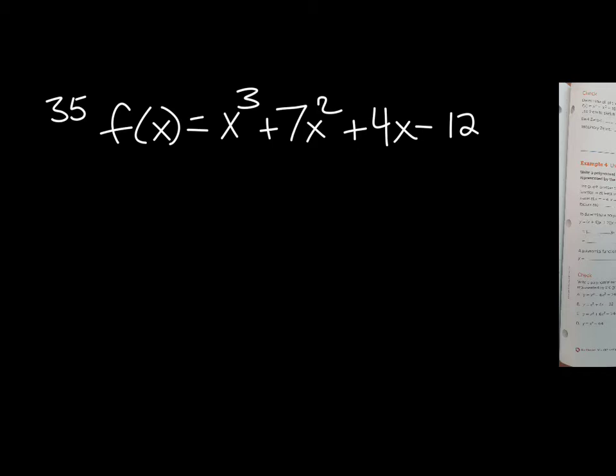How many zeros are we looking for? 3. What happens if we count signs right now? What would that tell us? Yeah, how many sign changes are there here? So what's that tell us? Yeah, that means there's one positive real zero.